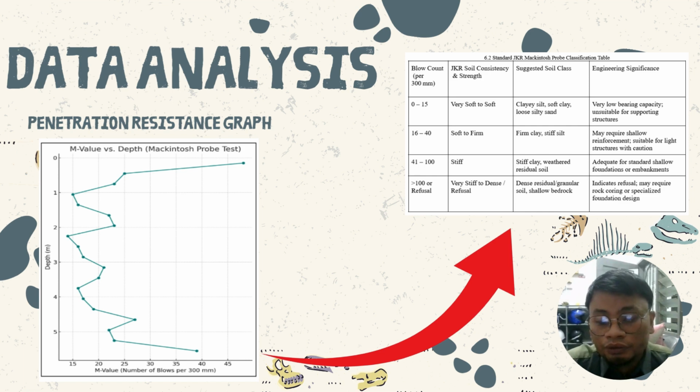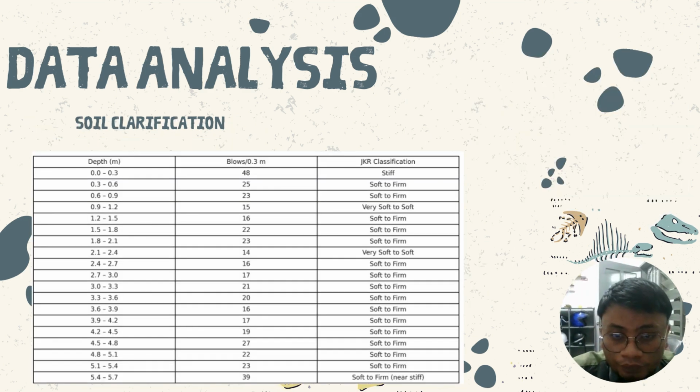Next, we need to classify the type of soil. For this study, we are using the GKR standard. From the table we can see that 0 to 15 blows, the soil is classified as very soft, and 41 till 100 blows, the soil is classified as stiff. Now let us break it into zones.